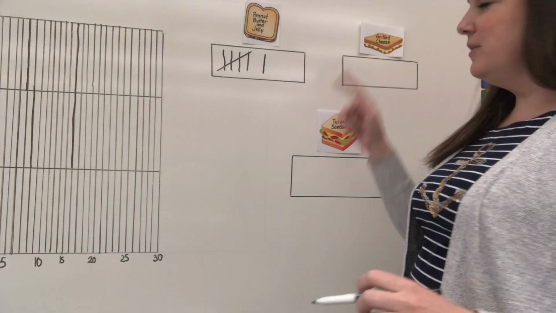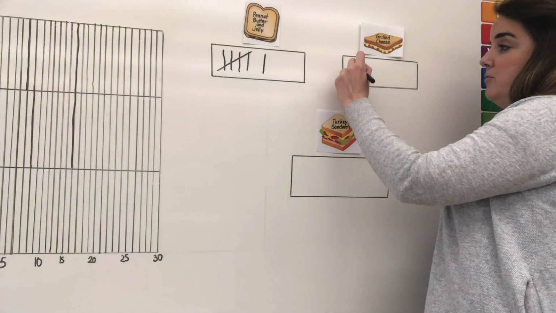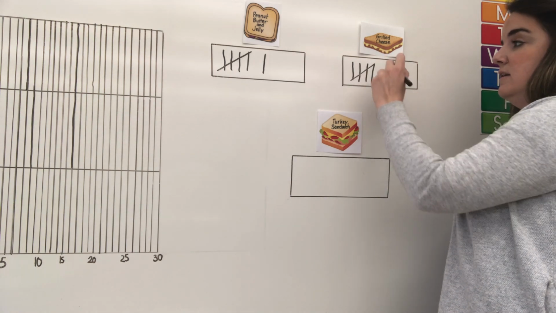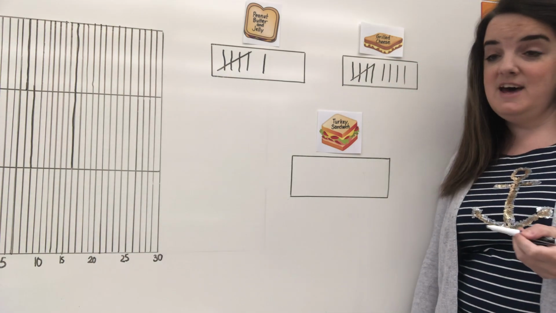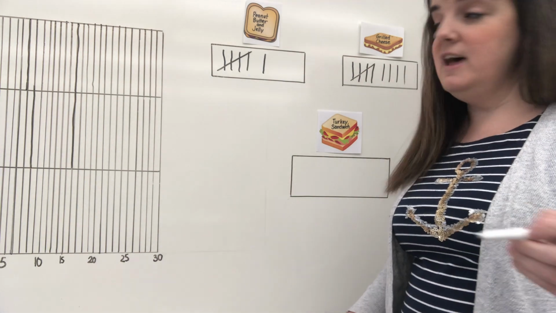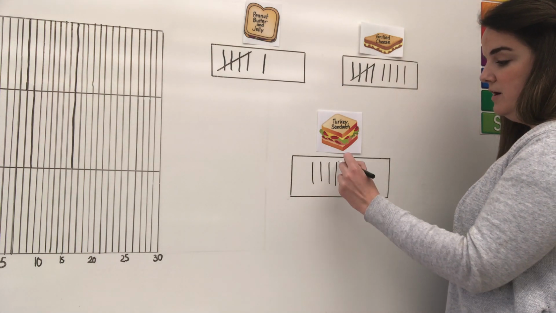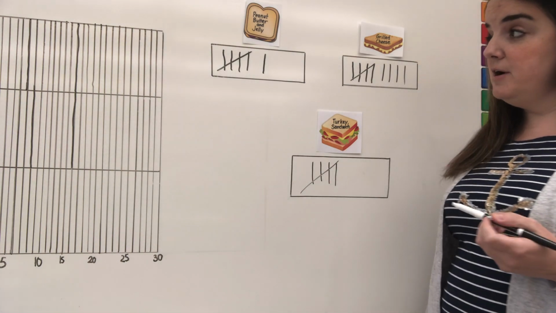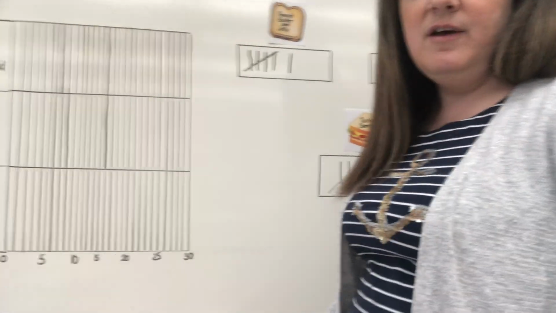Now the next sandwich was grilled cheese. And there were 9 students that like grilled cheese. So once again, we're going to start with 1, 2, 3, 4, 5, 6, 7, 8, 9. Very good. So that's 9. So 6 like peanut butter and jelly, 9 like grilled cheese, and then 5 liked turkey. So it would be 1, 2, 3, 4, 5. 5 like turkey.